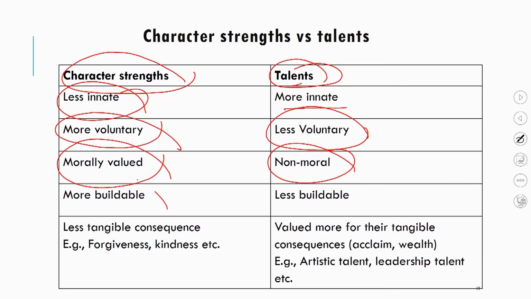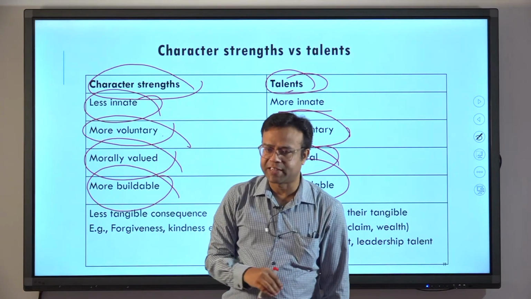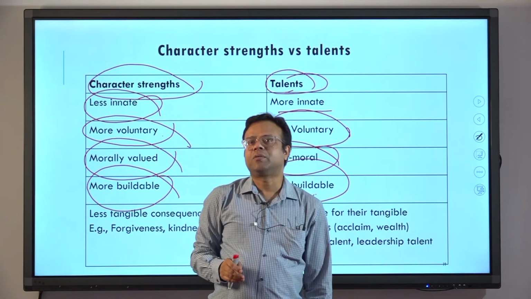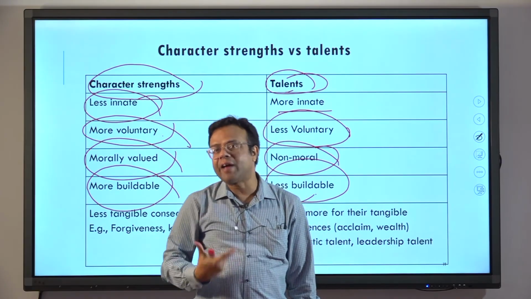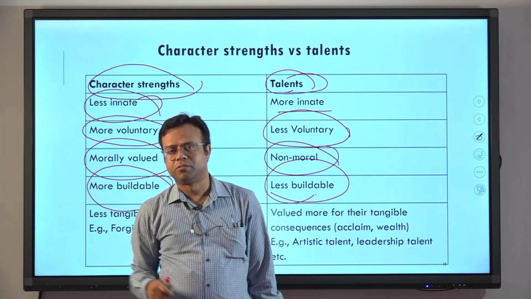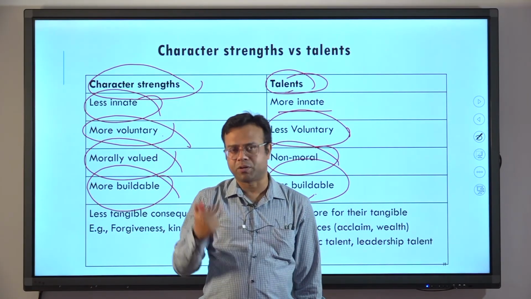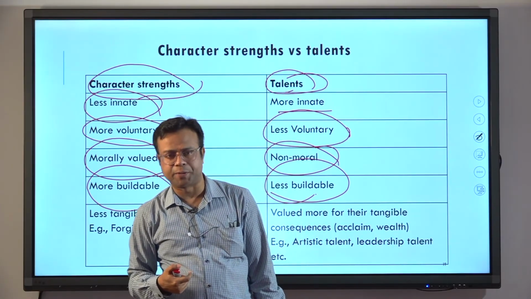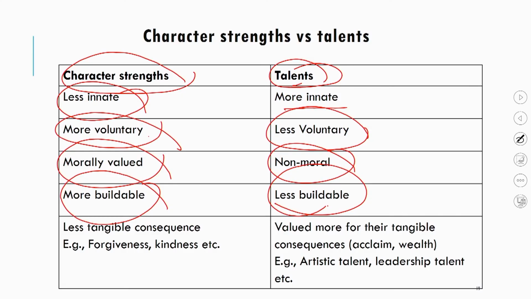Character strengths are more buildable. You can build them more because you have more control over them. Talents are less buildable in a sense. Obviously, you can refine them, which we'll be talking about in the next lecture, more about talents. But sometimes if you don't have certain talent, it is difficult to really build them, because certain innate capabilities have to be there. Character strengths have less tangible consequences. In terms of productivity and other things, they may not be of much direct reflection of that.